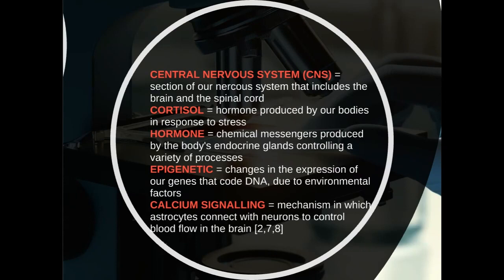Cortisol, like we said, is a hormone that's produced by our bodies. So it's a chemical that is literally generated in our glands to respond to stress. And so a hormone, there we go, is a chemical messenger, as I said, produced in the endocrine glands, so very particular areas of our body that control loads and loads of processes.